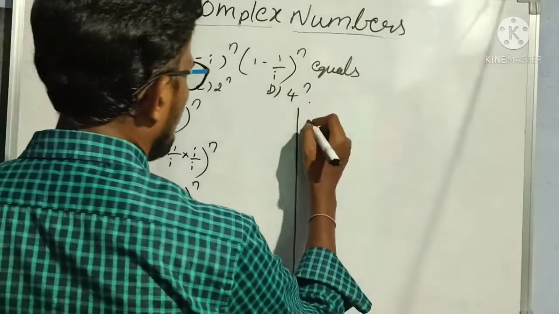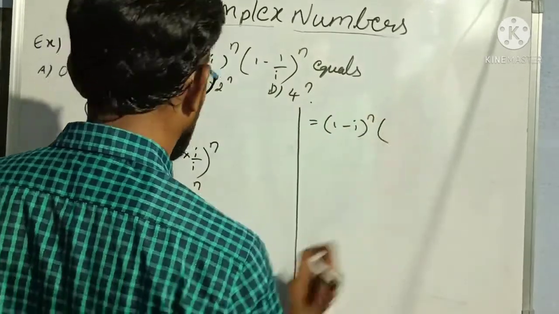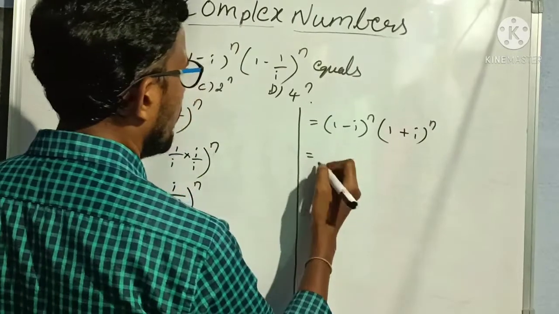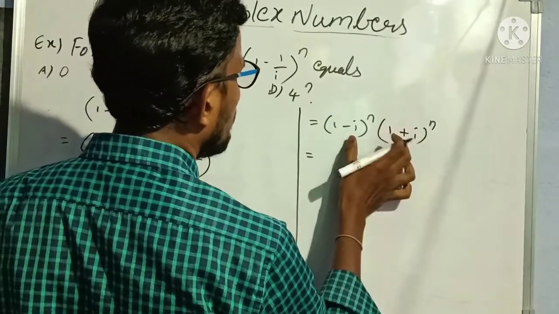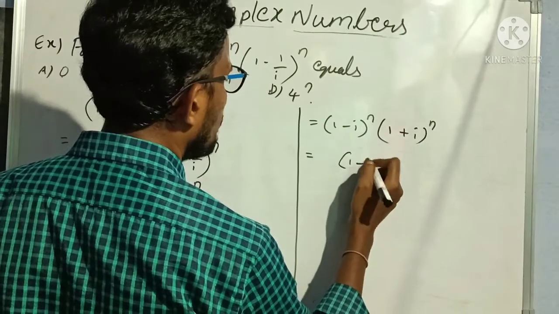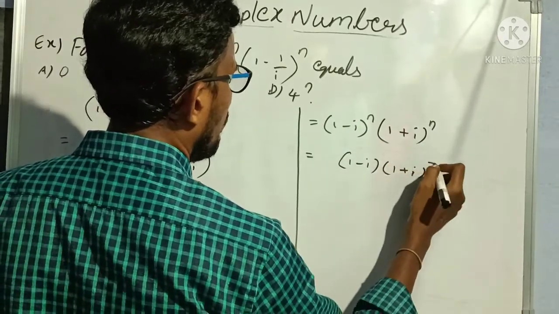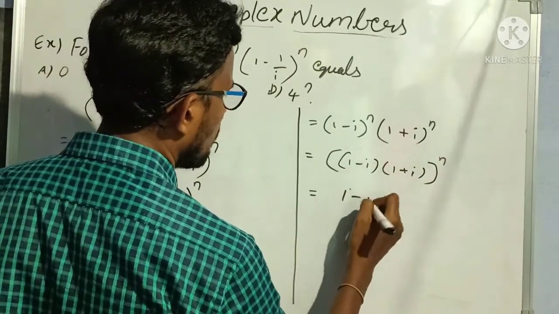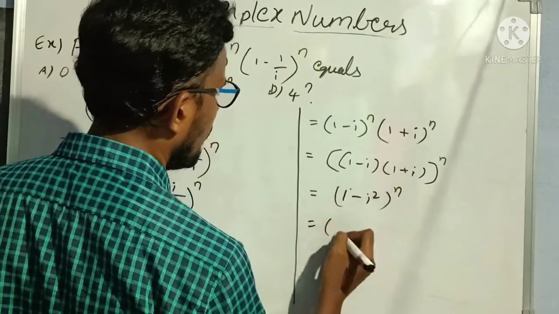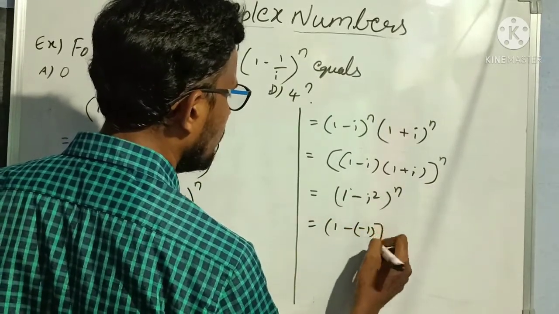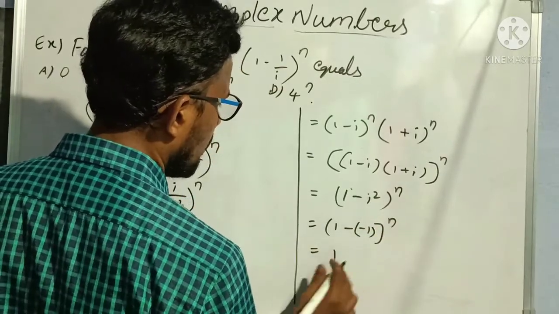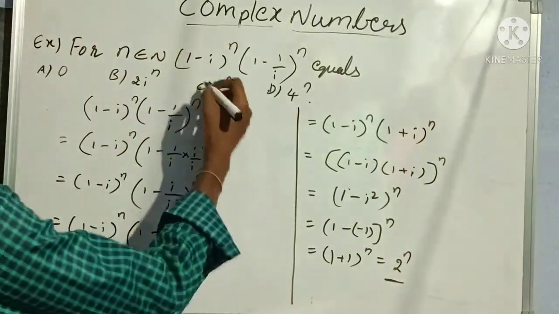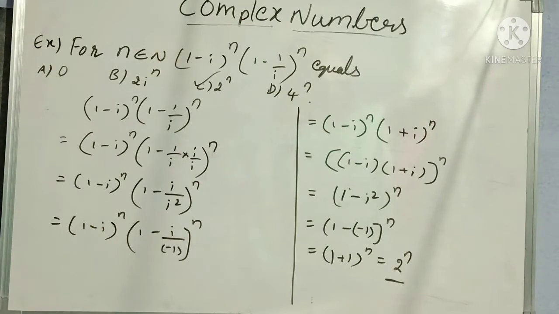I can write this again as (1 minus i) to the power n into (1 minus of minus, plus i) to the power n. Now a to the power n into b to the power n I can write as (ab) to the power n. So (1 minus i into 1 plus i) to the power n. And we know that (a minus b) into (a plus b) is a square minus b square. So (1 minus i square) to the power n. The value of i square is minus 1, so (1 minus of minus, plus 1) to the power n. So 2 to the power n is our answer. The option is C. This is our first example.